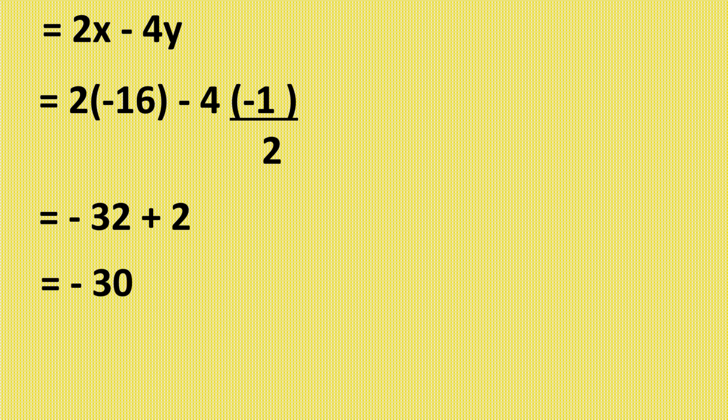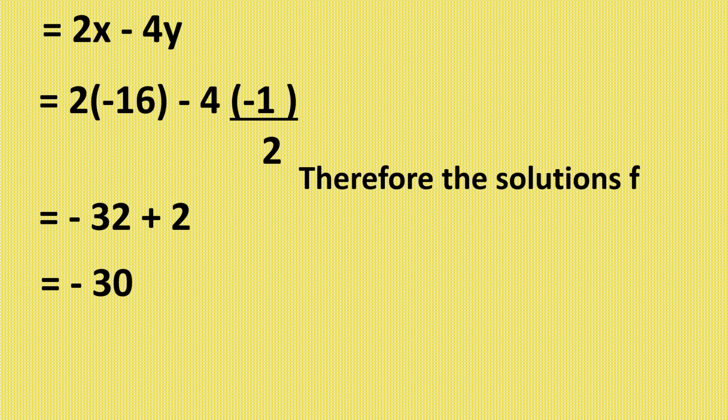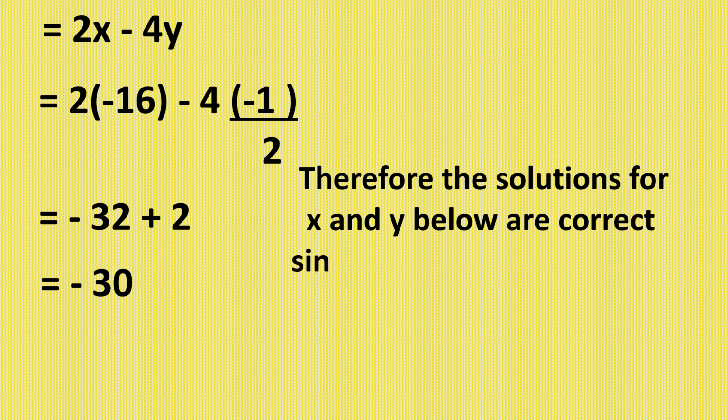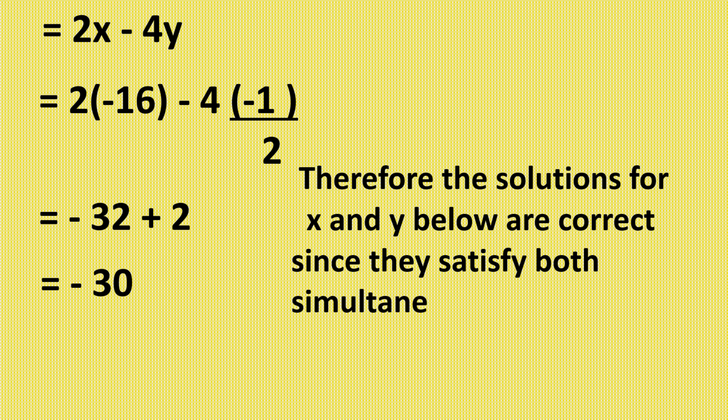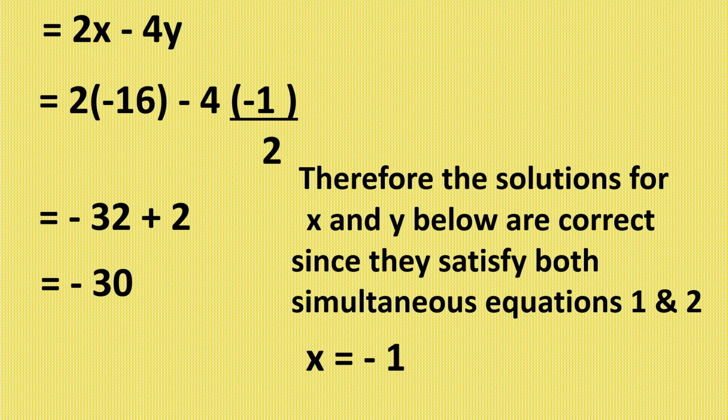So minus 30. That tells you and me that the values of x and y, which we have solved and which we have checked in equations 1 and 2, are both correct since they satisfy both simultaneous equations 1 and 2. So x is minus 16 and y is minus half. Thank you.